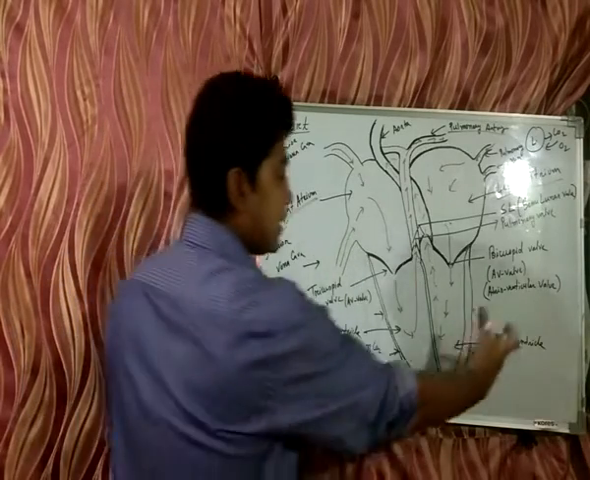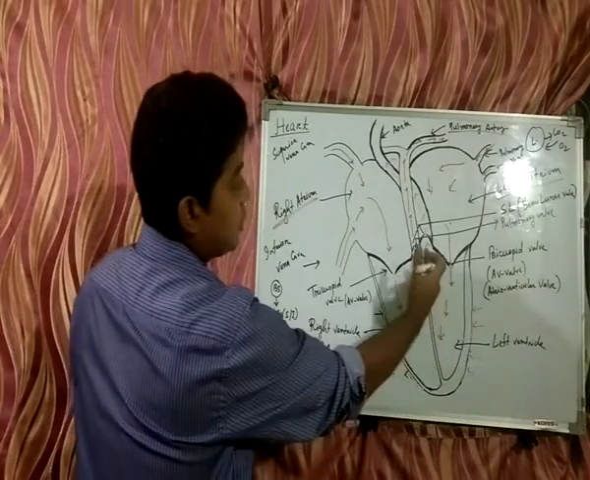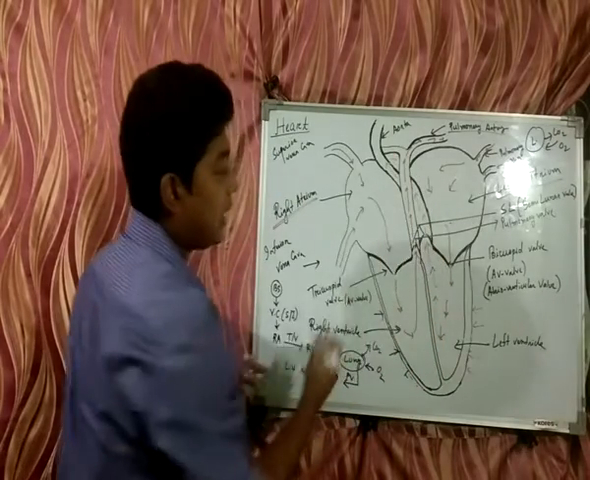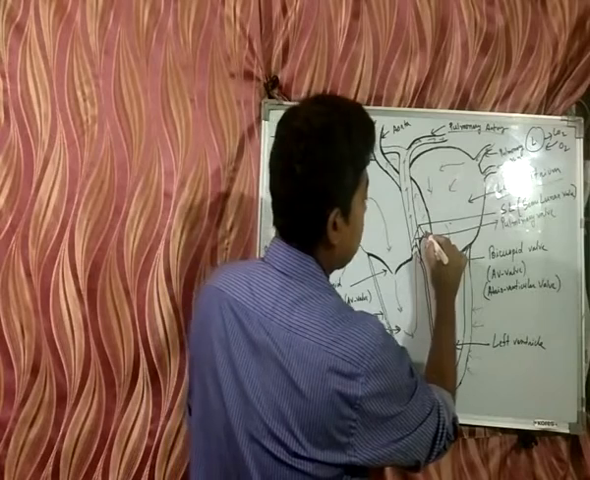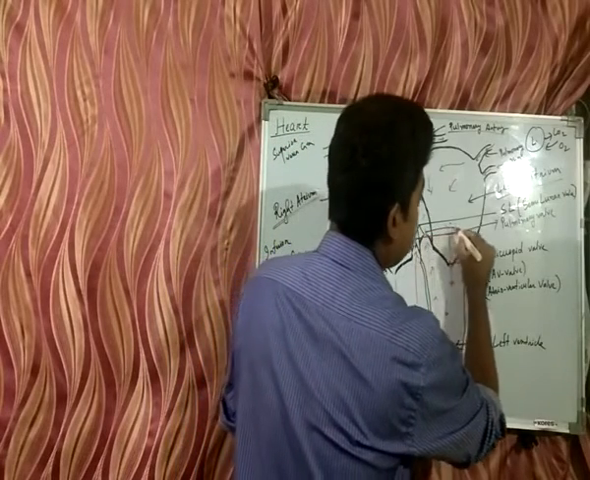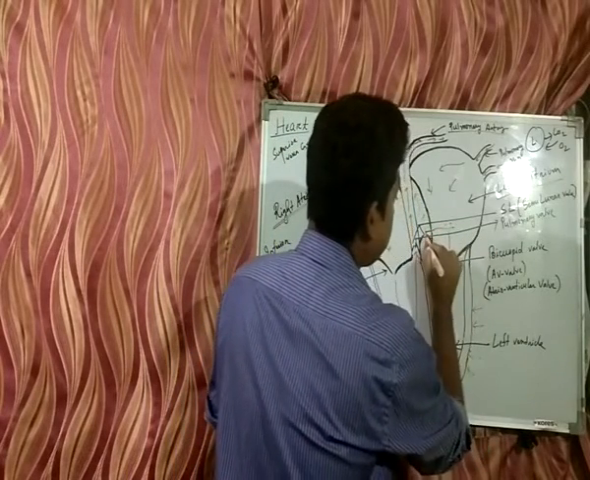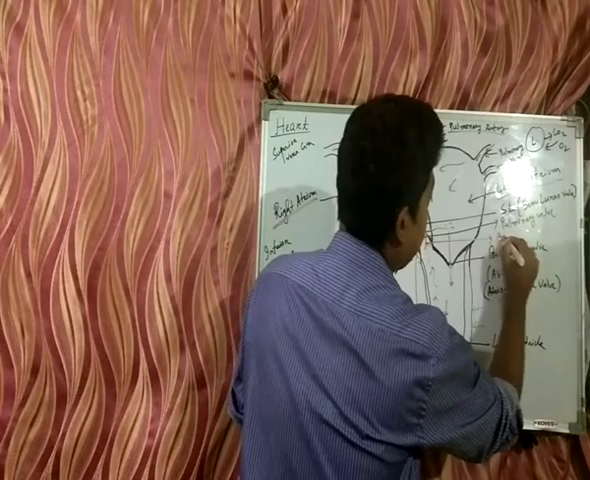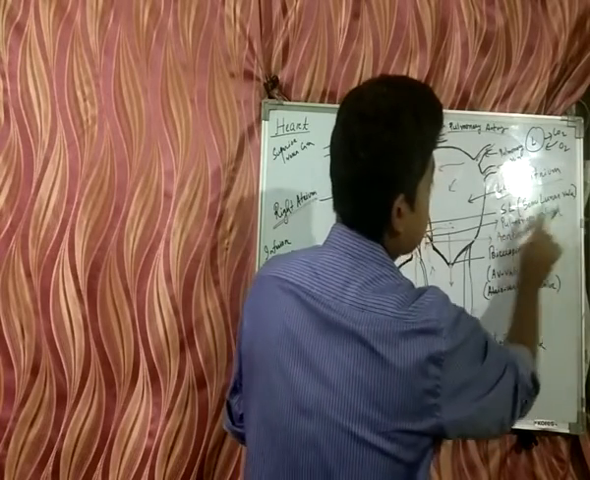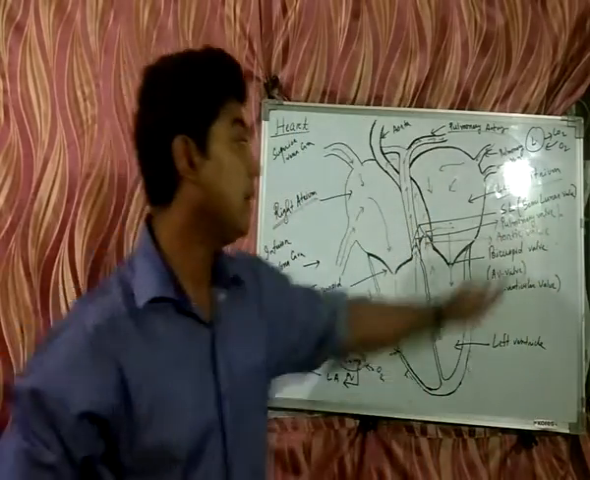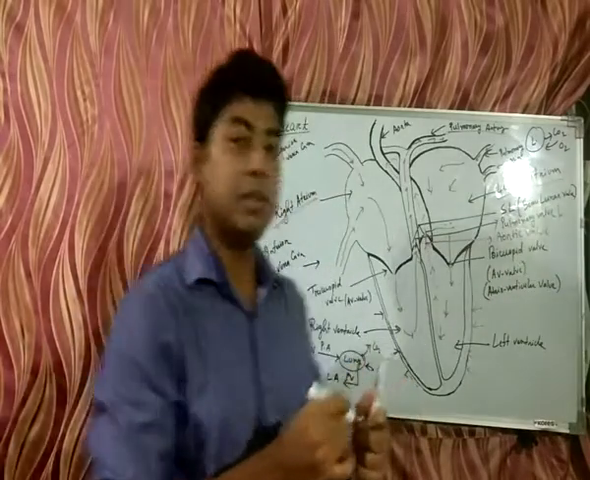And again, when this left ventricle pumps, the blood is moved through this aorta. There is another valve present. This valve is called the aortic valve. This pulmonary valve and aortic valve as a whole are called the semilunar valve.